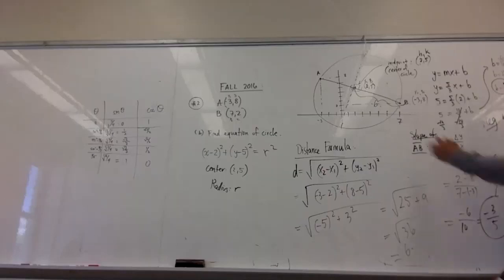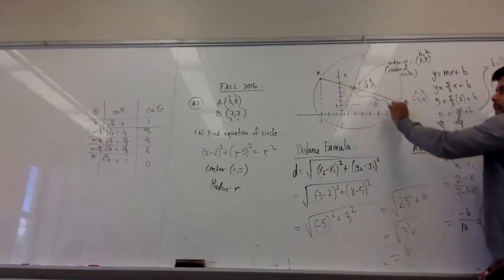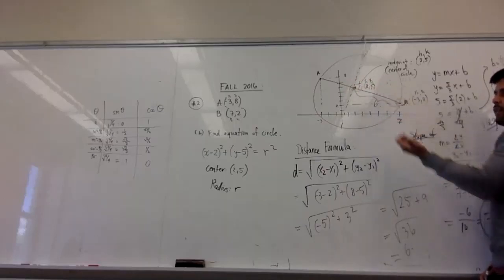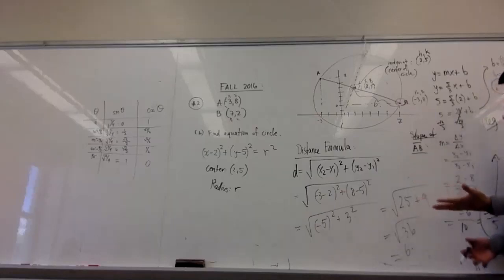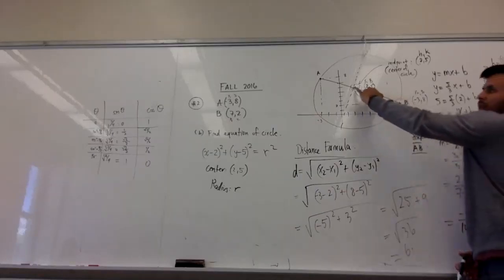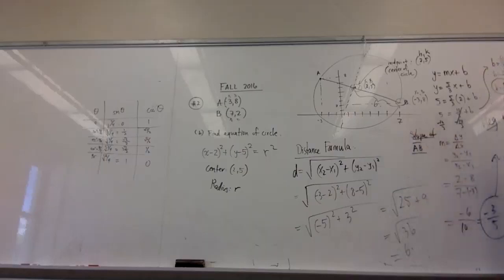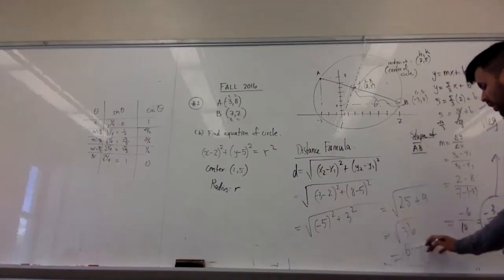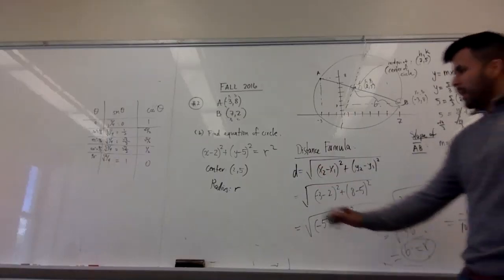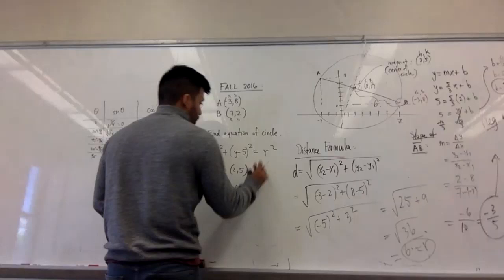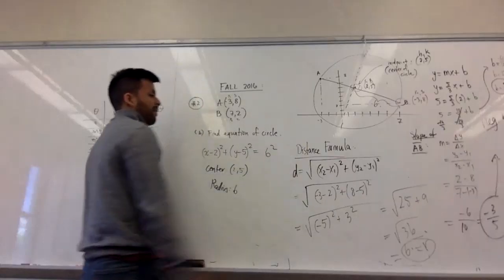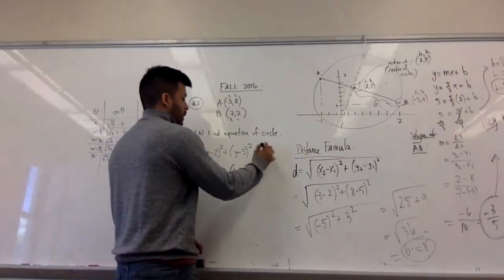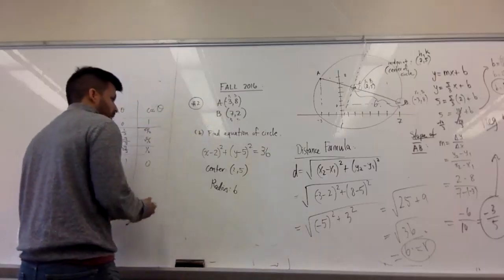So if I found that the distance between the midpoint, the center, and the endpoint is the square root, then I found the radius. That's exactly what the radius means: the distance between the center and a point on the circle itself. So D is R. This equals R. So now I can plug this in here. 6 squared is 36. So this is my final answer.